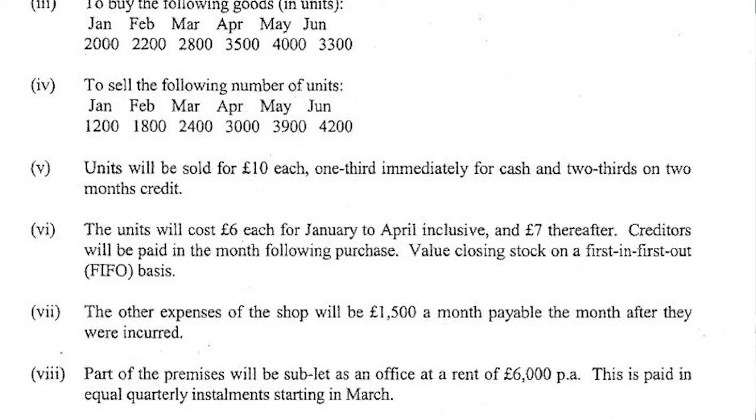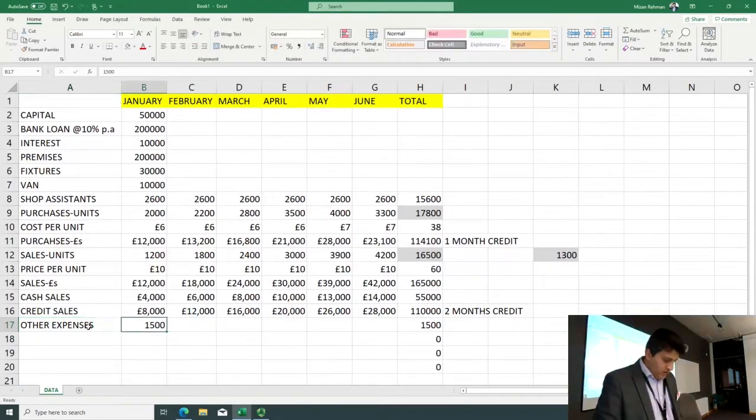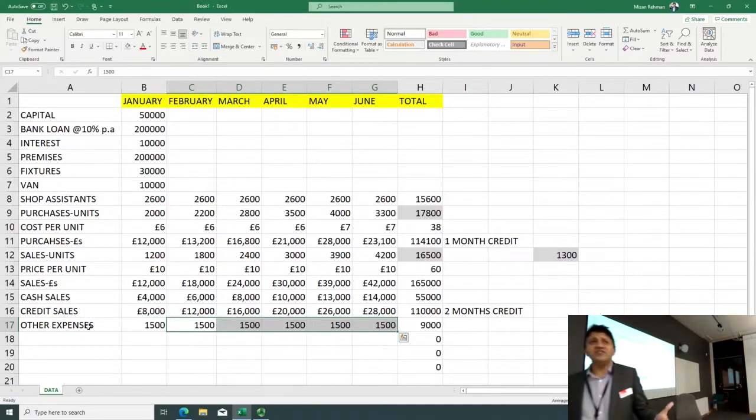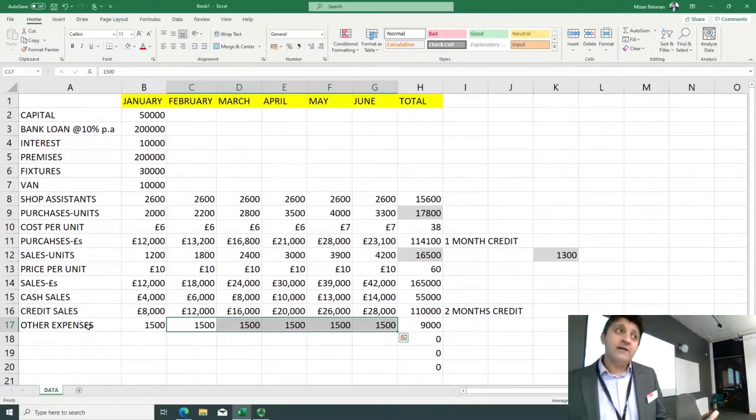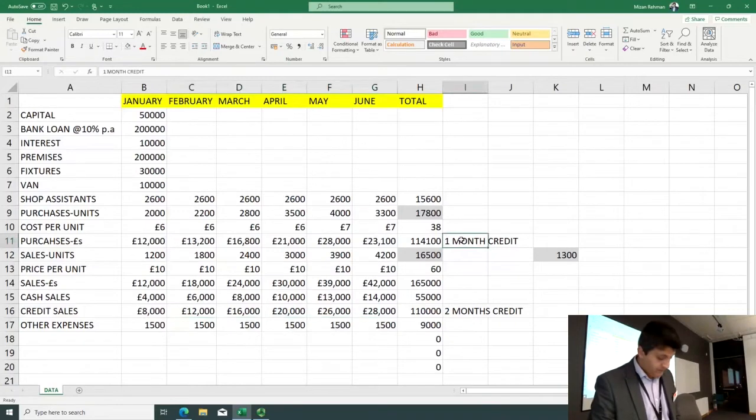7, the other expenses of the shop will be 1,500. And these could be utility bills, business rates. You receive a bill and then you get some time to pay them off. So there's a 1 month credit period there. There we go.